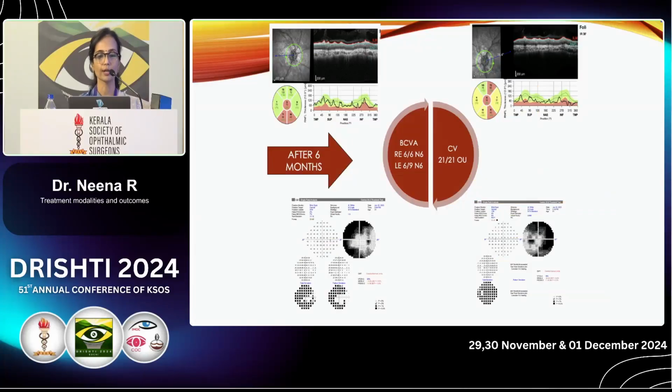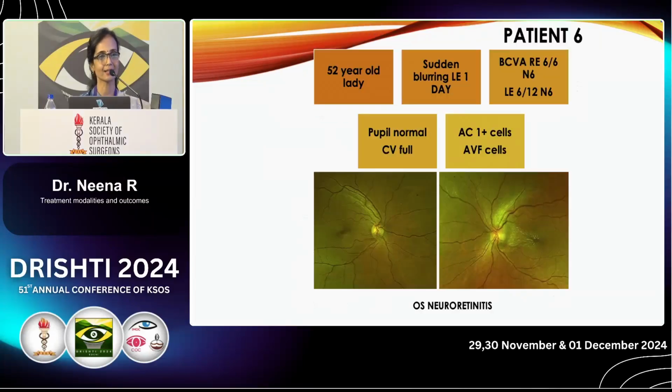So we followed her up. After 6 months, her visual acuity improved to 6/9, N6. Color vision improved. It was always better, but it improved. The briskness of the response improved. And you can see the fields were opening up, and she still has a little bit of visual acuity problem in the left eye.